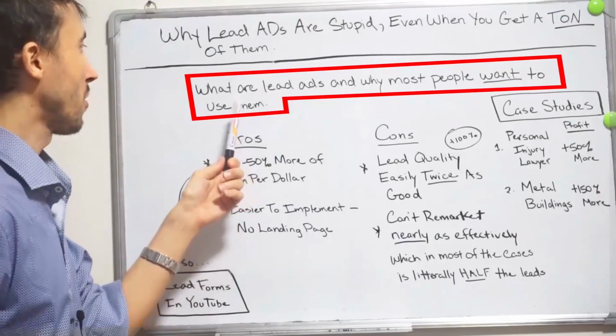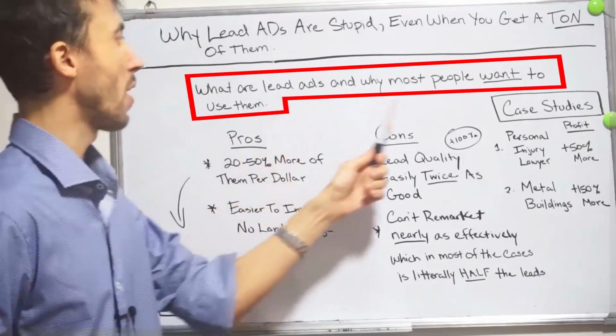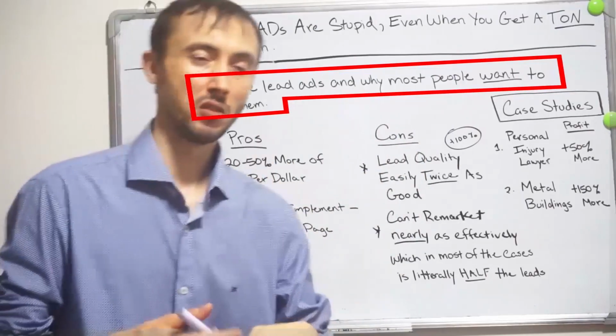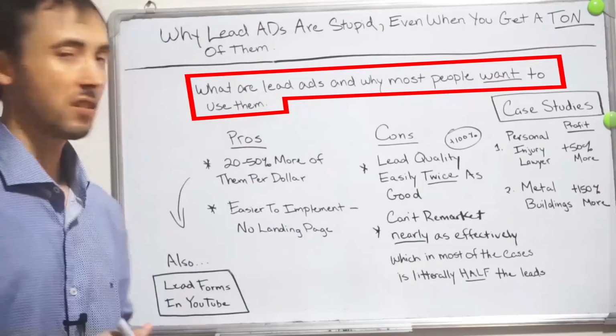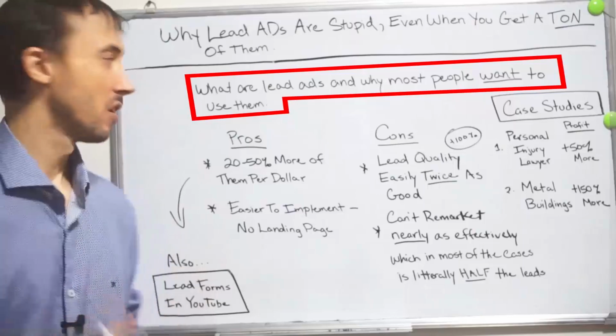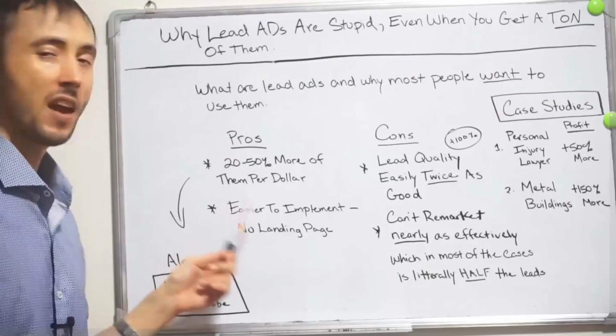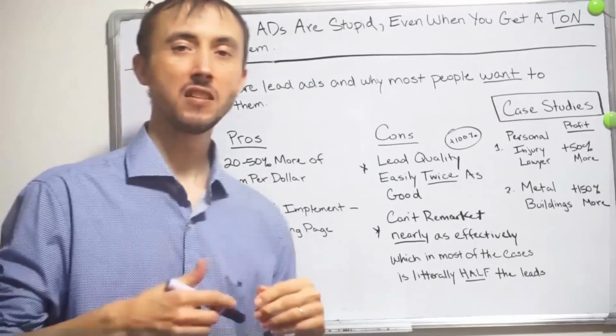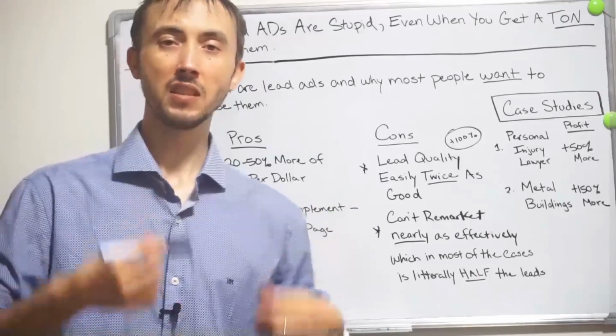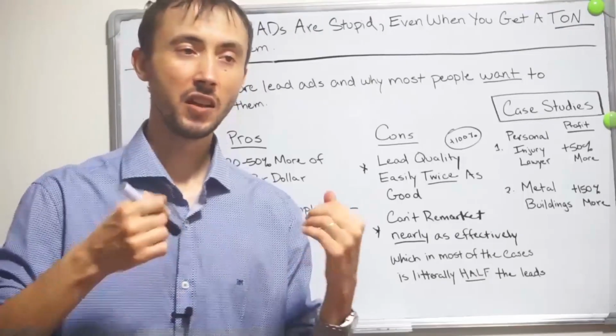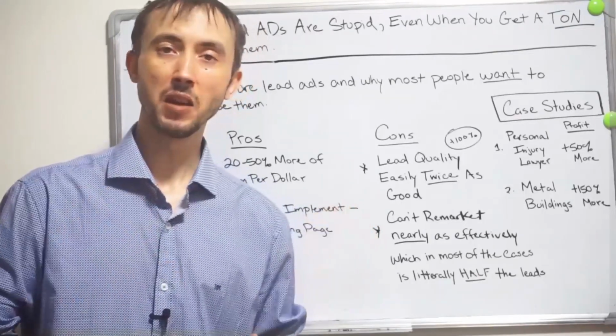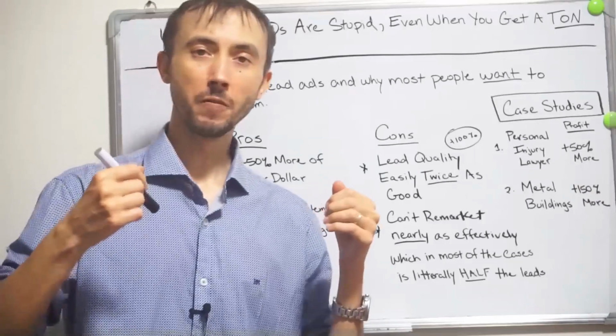So first of all, what are lead ads and why do most people want to use them? The main thing is they're easy. They're way easier to implement. People hate making websites. They hate making landing pages. They also don't know how to make landing pages, and they don't understand the value of a landing page.